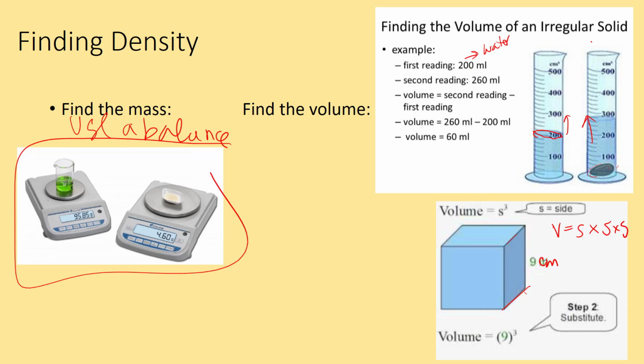So the amount of space that takes up is the amount the water goes up. You put the object in there, and it goes up to 260. So the space that the object takes up is 260 minus 200 milliliters. So the volume of the object is 60 milliliters. Find the mass using a balance, and that's going to be grams. Find the volume by measuring the sides and multiplying, or if it's a cylinder, you'd use the volume of a cylinder, that kind of stuff.